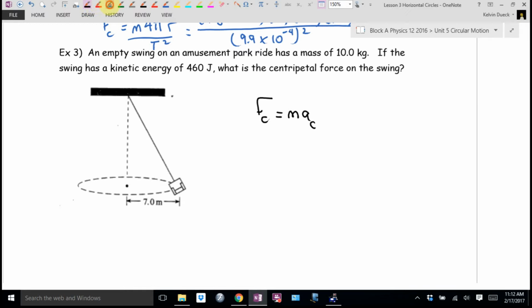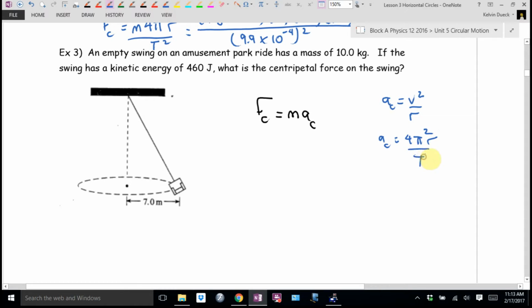There's 2 equations for centripetal acceleration. There's the v squared over r, and there's the 4 pi squared r over T squared. Hey folks, which one am I going to use here? This is a trickier one. Why am I going to use the v squared over r? Max? They gave me kinetic energy. Oh, and that has a v in it. Yes? Okay, so you see how we're putting stuff together?